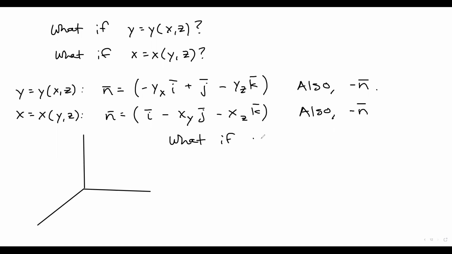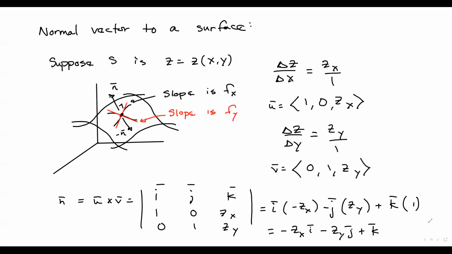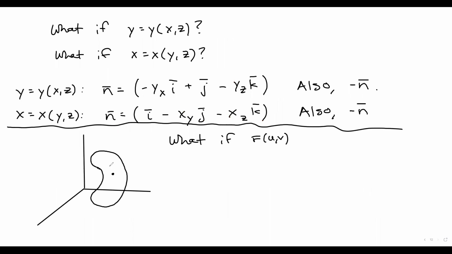What if we have r of u comma v? All right, if we have r of u comma v, let's sketch ourselves a surface. We've got the same surface that I've been using the whole time here, which is this folded over surface. Let's say we've got some point on the surface, same idea as before.